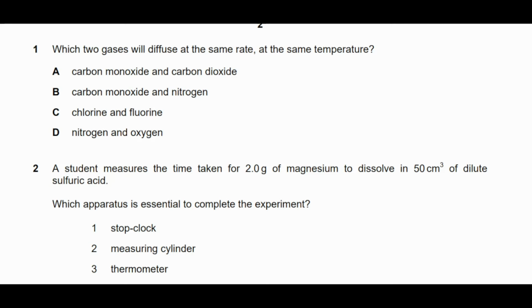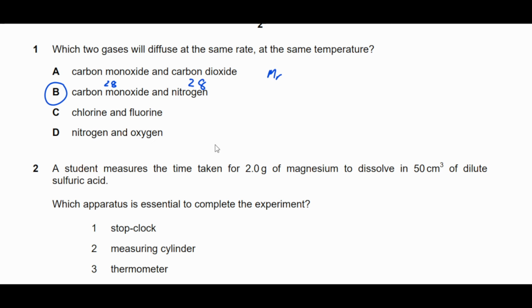So, question 1. Which two gases will diffuse at the same rate at the same temperature? Whenever two gases need to diffuse at the same rate at the same temperature, their MR has to be the same. So which two molecules have the same MR? The answer is B, because the MR of carbon monoxide is 28. MR of nitrogen is also 28.